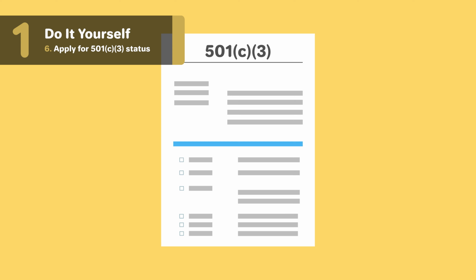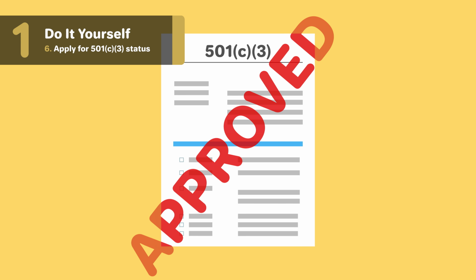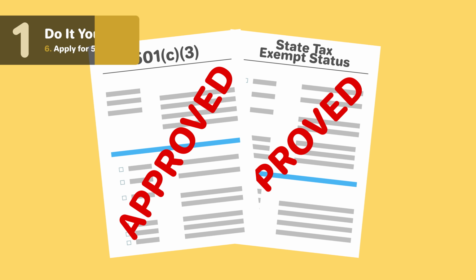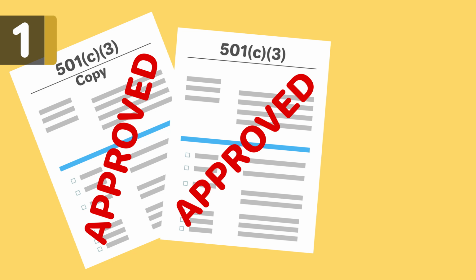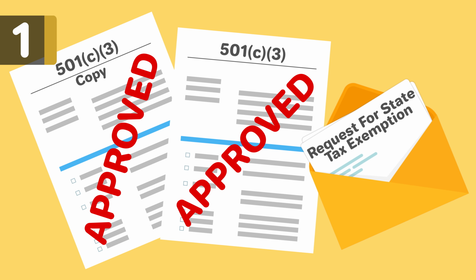Once you've received your 501c3 determination letter from the IRS, you can file for South Carolina State Income Tax Exemption. You'll need to send the following documents to the South Carolina Department of Revenue: a copy of the IRS determination letter and a letter requesting an exemption from state-level corporate income tax.